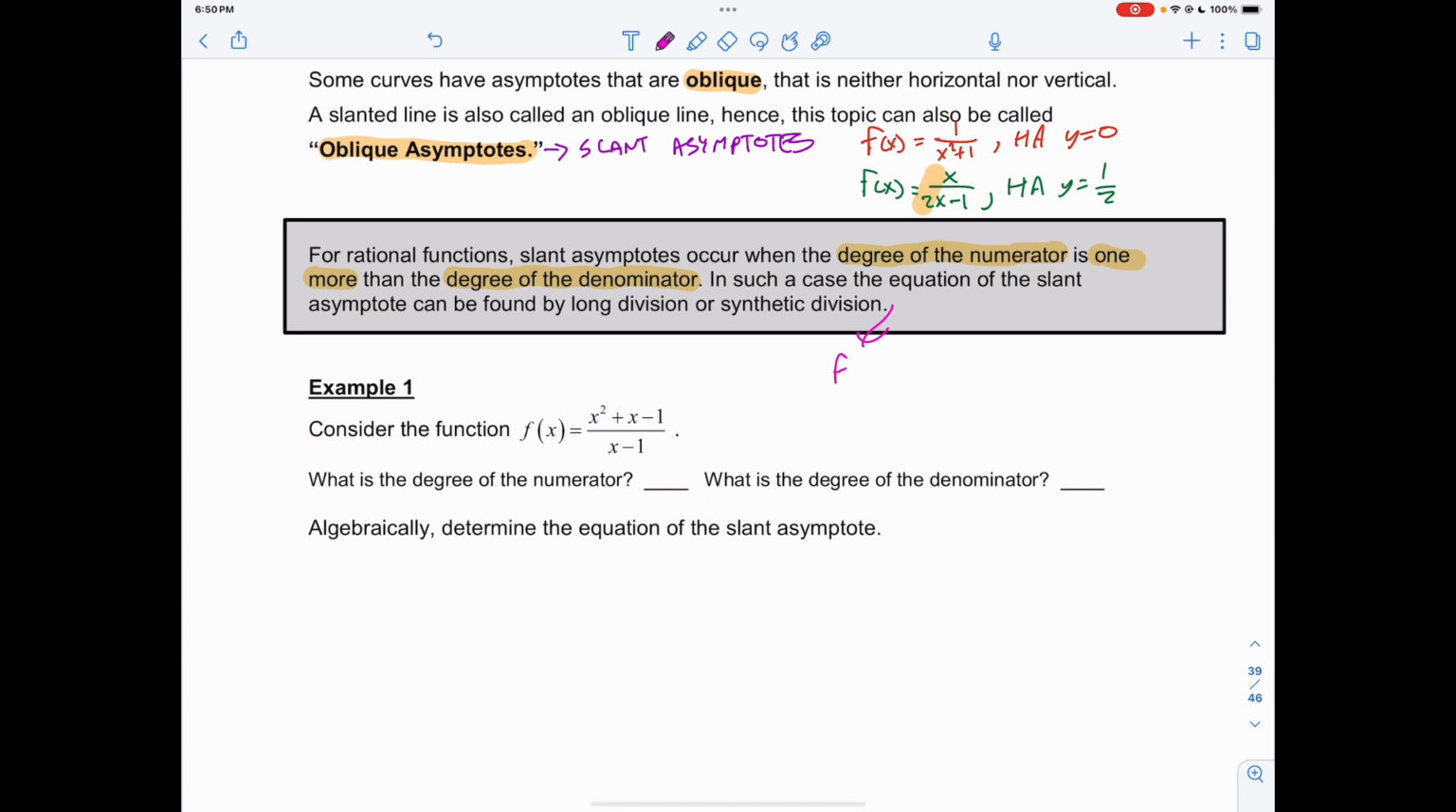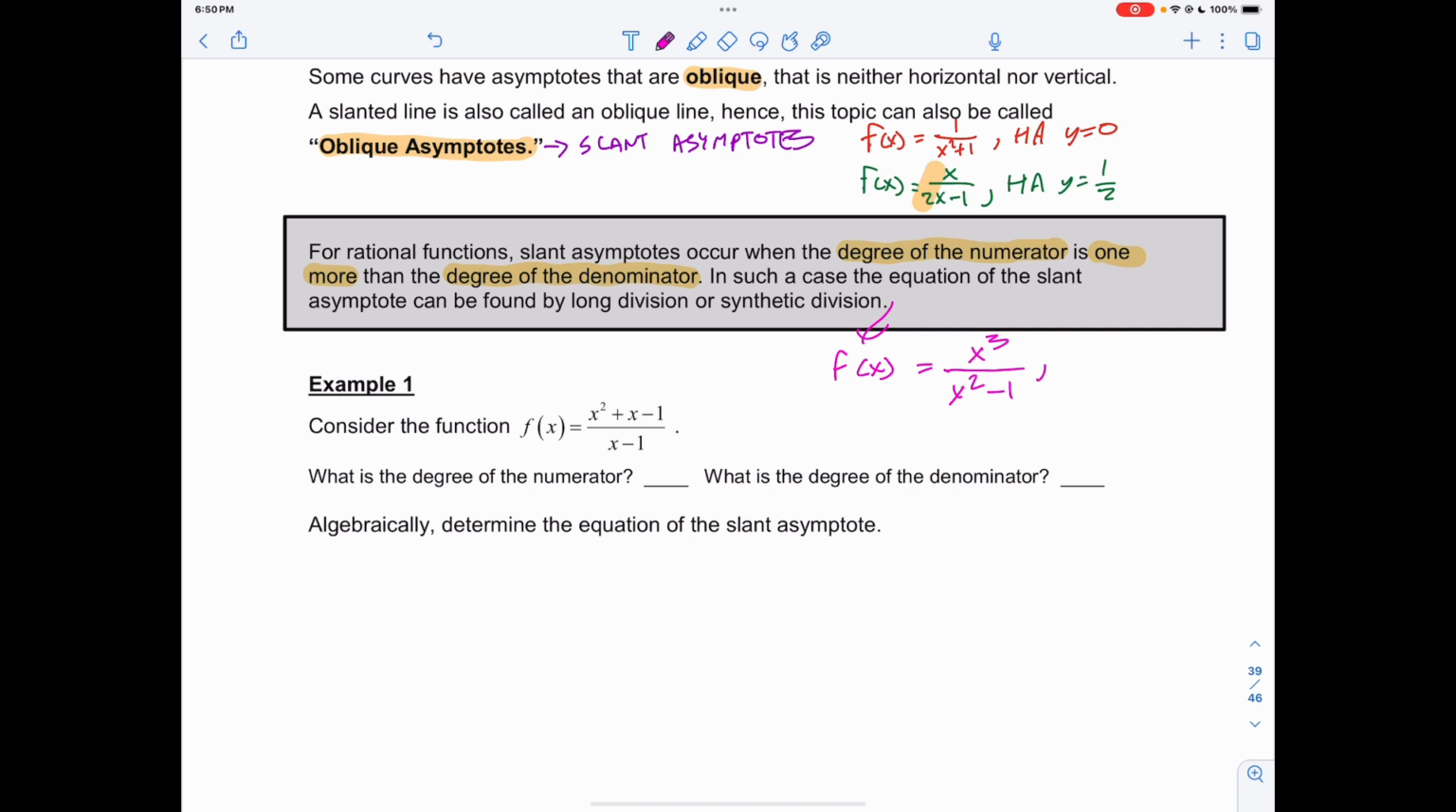But based on the information that we got here, if f of x is equal to x cubed over x squared minus 1, then this is going to have no horizontal asymptote, but it will have a slant asymptote. And we can see that that occurs because the numerator has a degree of 3 and the denominator has a degree of 2.